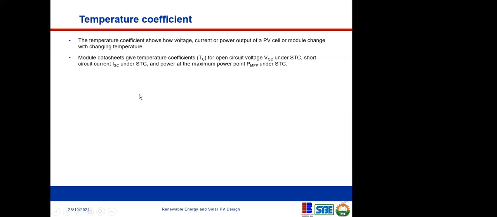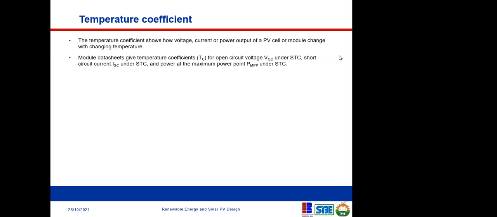So the module data sheet gives the temperature coefficient, that is TC, for open circuit voltage. Remember that open circuit voltage is when the power curve is at maximum voltage, but the current is at 0, under standard test condition. Then short circuit current under standard test condition, and power at maximum power point. Okay, I want us to get used to this abbreviation, PMPP. This means the power output at the maximum power point.